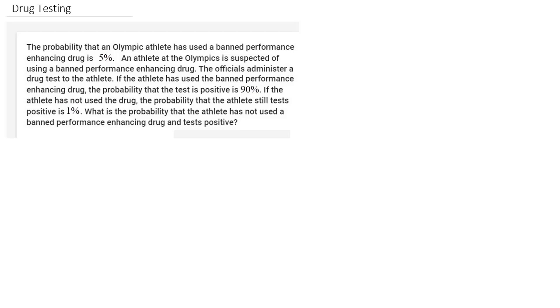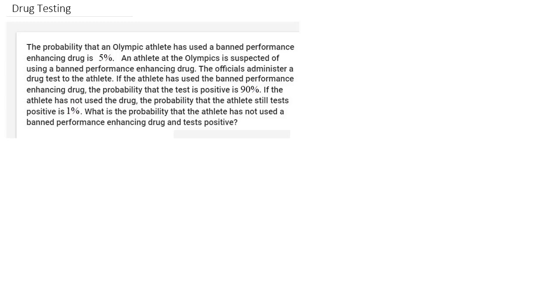Let's take a look at a problem involving drug testing. This is a problem where we're going to assume either athletes have used performance-enhancing drugs or they've not used performance-enhancing drugs, and then they will be tested for those things to either test positive or negative. These tests aren't perfect, and so these probabilities are going to be reflected here.